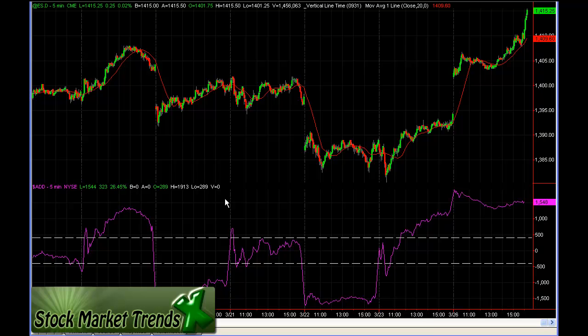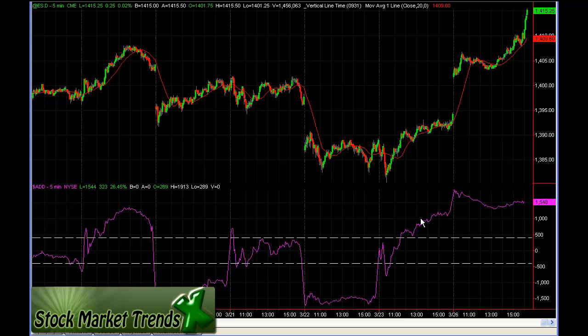I use the advanced decline line as one of the internal measurements of the market. It's like the pulse of the market, the heartbeat of the market. The first thing I like to do is bracket an 800-point range. The scale of the advanced decline line goes from minus multiple thousands up to plus multiple thousands. I don't know the exact numbers. I'm sure you can look it up somewhere, but it's not really relevant for how I use it.